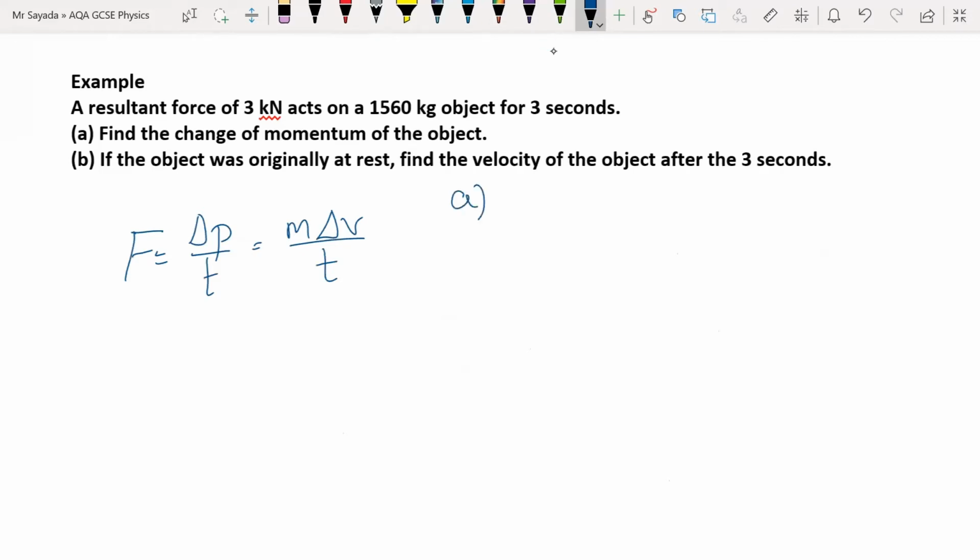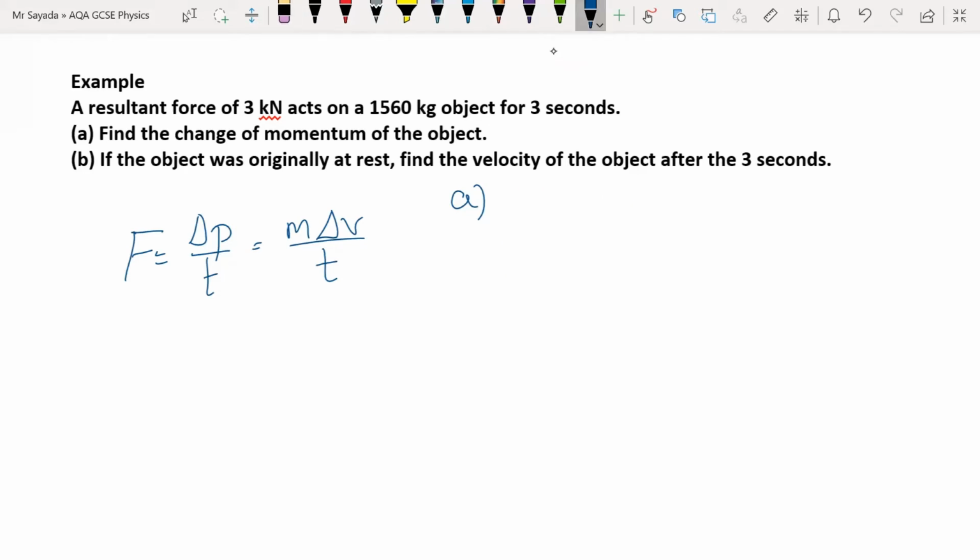So we start by finding the change of momentum of the object. To find the change of momentum, we need the final momentum minus the initial momentum. The initial momentum will be the mass times the velocity at the beginning, so that's 1,560 times, but we don't know the velocity at the beginning. This is a question which previously you would have answered by working out the momentum at the start, working out the momentum at the end, and finding the difference. But we can't do that here, so clearly we need to use this new equation.